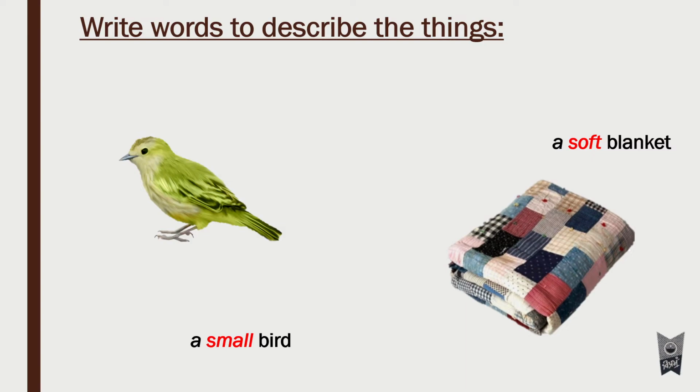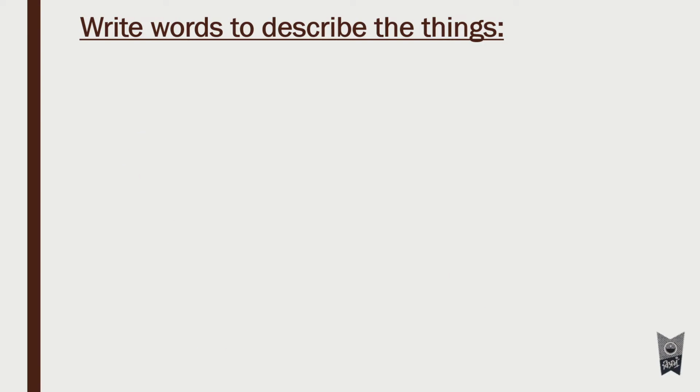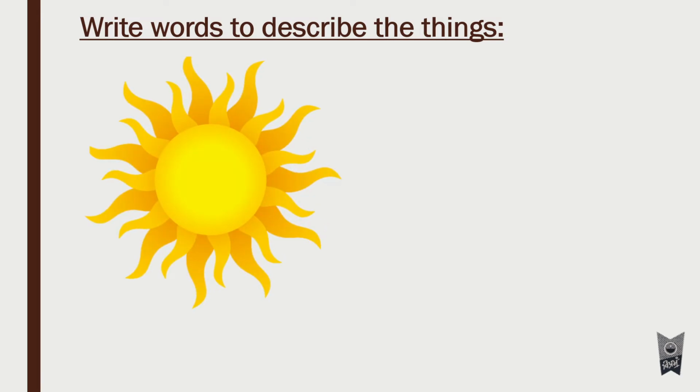Okay. So all these are describing the naming word, that is blanket. Blanket is the name of a thing. Okay, let's take a look at the next picture. Okay, what is this? This is the sun. Now, how would you describe the sun?